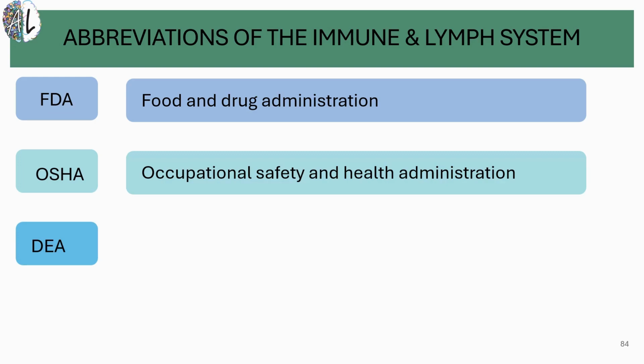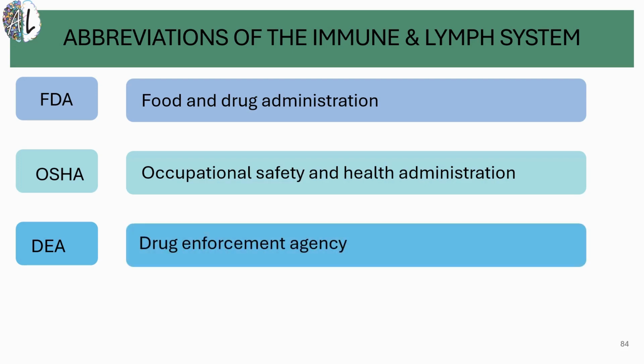Next up is the DEA. Okay, what is the DEA? All right, the DEA is the Drug Enforcement Agency. In addition to what you think it may be, it also oversees a lot of pharmaceuticals and making sure that those are regulated properly.